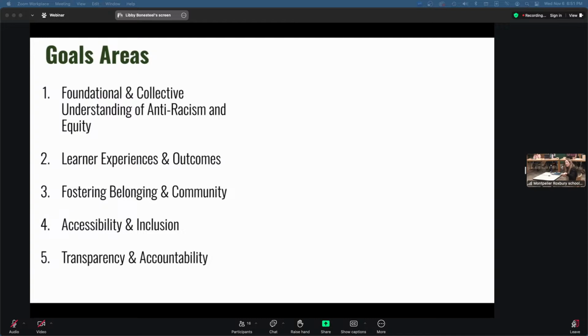Then thinking about learner experiences and outcomes. So what is our system producing? What outcomes for students, and how do we break those down by demographics to see the equity implications? Really thinking about how do we ensure we're fostering belonging and community across those in our community, right? Across learners, faculty and staff, community members. Thinking about accessibility and inclusion of our spaces, of our curriculum, et cetera. And then thinking about transparency and accountability. How do we measure and track this work and make sure that we're doing it in a way that is accessible and available so folks can help us keep track of this really important work.